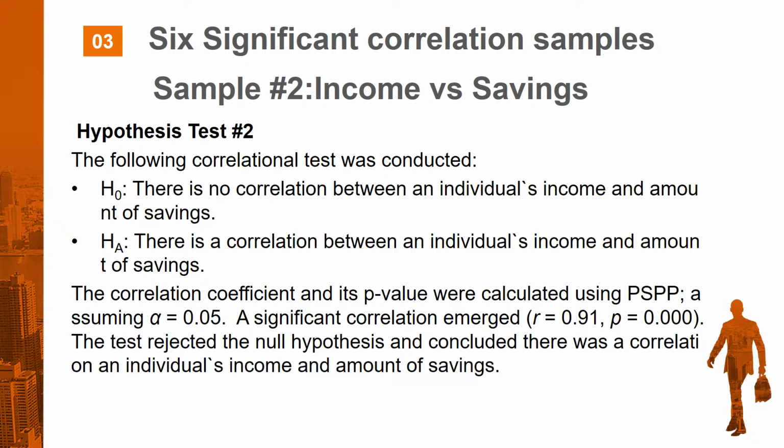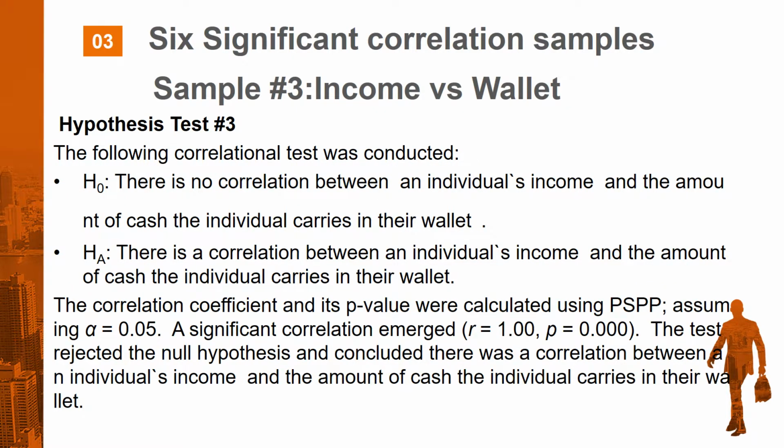So we'll move to our third sample, which is income versus wallet. The null again is saying there is no correlation between an individual's income and the amount of cash that the individual carries in their wallet. And the alternative is saying that there is a correlation between an individual's income and the amount of cash that the individual carries in their wallet.